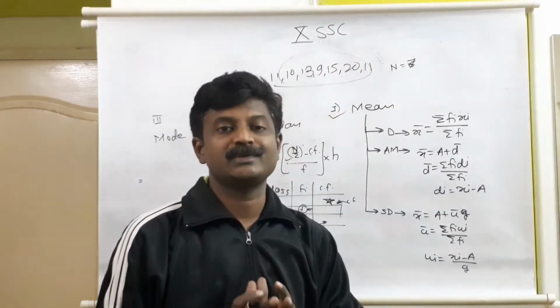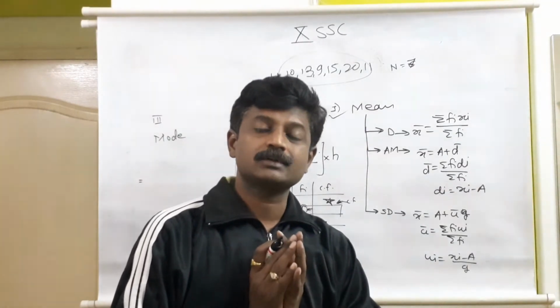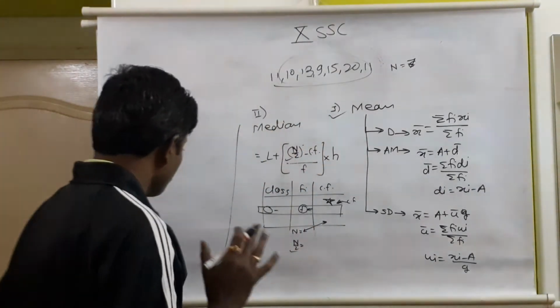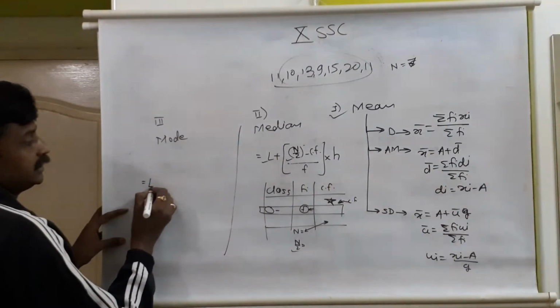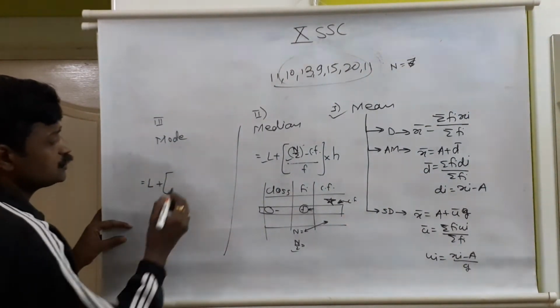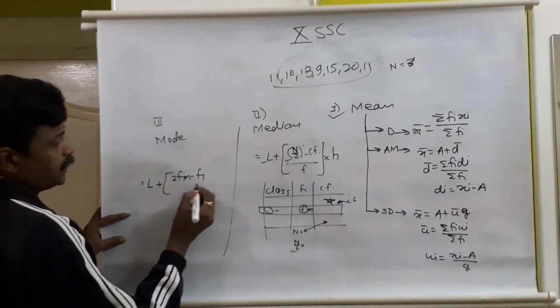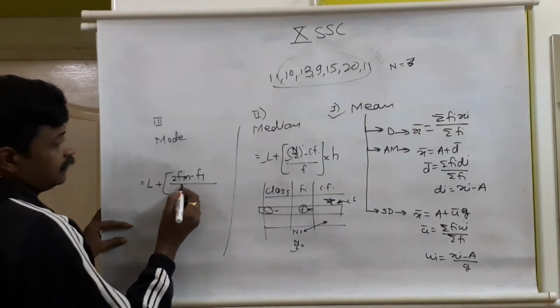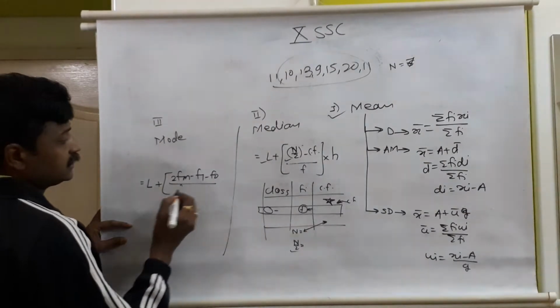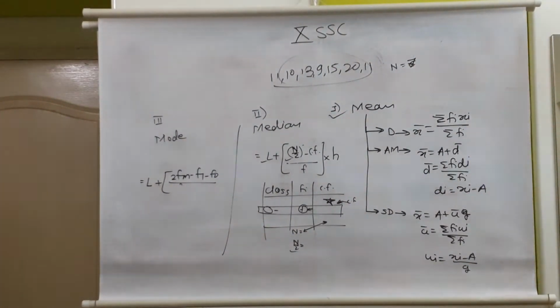Now we have group frequency distribution. In group frequency distribution, which will be the mode? For that, the formula used is L plus, in brackets, 2fm minus f1 upon minus f1 minus f0. Now here you will have a little bit of confusion. What is the meaning of f1, f0, and f2? All these things are related to the table. When we learn the table, the picture will get clear to you.